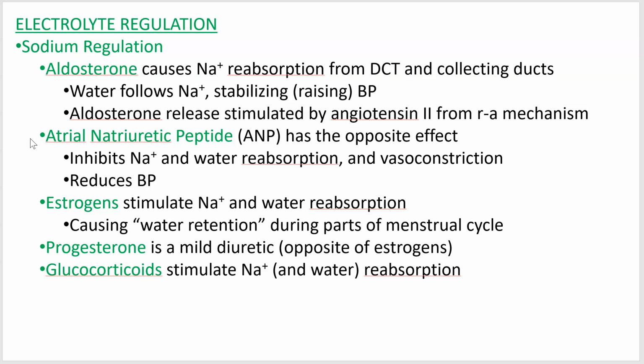Atrial natriuretic peptide has the opposite effect. So this is going to inhibit sodium and water reabsorption, therefore causing you to urinate and lose water, thus reducing your blood pressure. Estrogens work kind of like aldosterone, but a little bit weaker. Progesterone works kind of like ANP, but a little weaker. Glucocorticoids, again, stimulate sodium absorption. So actually, numbers 1, 3, and 5 all work to reabsorb sodium. Numbers 2 and 4 act to dump sodium.